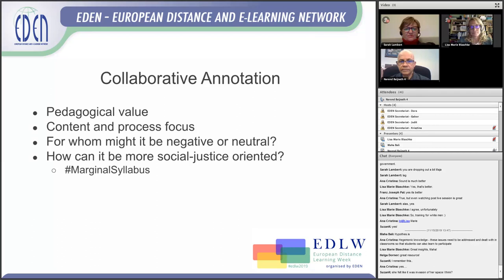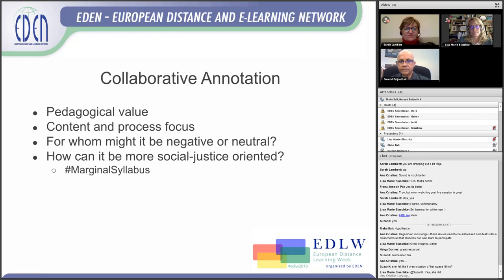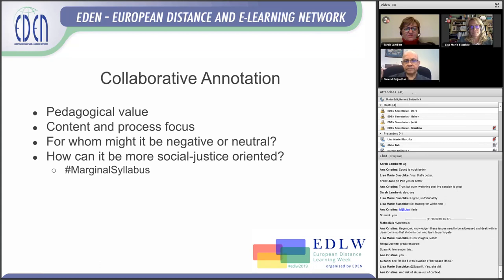I once had a peer-reviewed article of mine being annotated, and I was worried about a particular troll who might start putting really negative comments, and it would be completely outside of my control. But something like collaborative annotation, which I think is socially, justice-wise, mostly neutral, can be used in a social justice orientation in something like Marginal Syllabus, where, for example, they pick articles that are about social justice or written by minorities and annotate those and announce those. So therefore you're amplifying those voices.